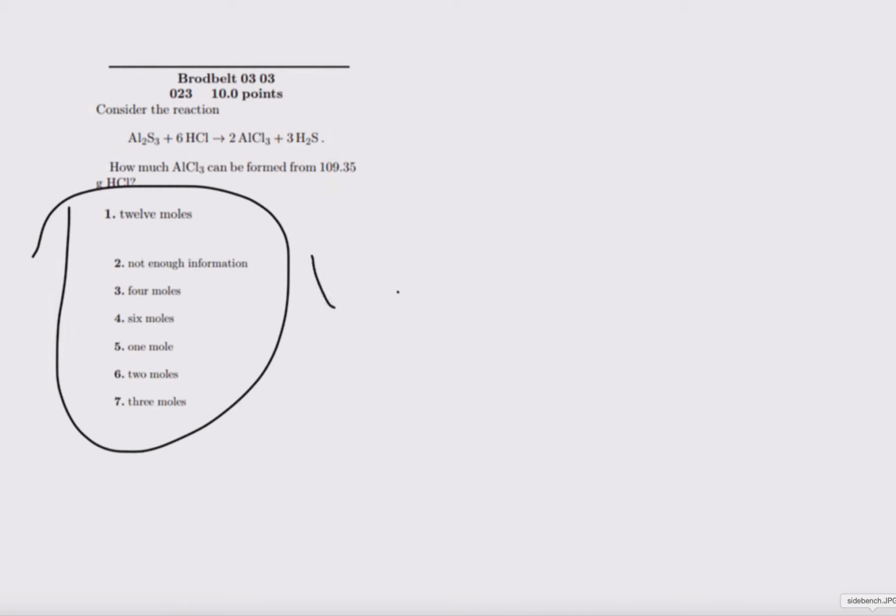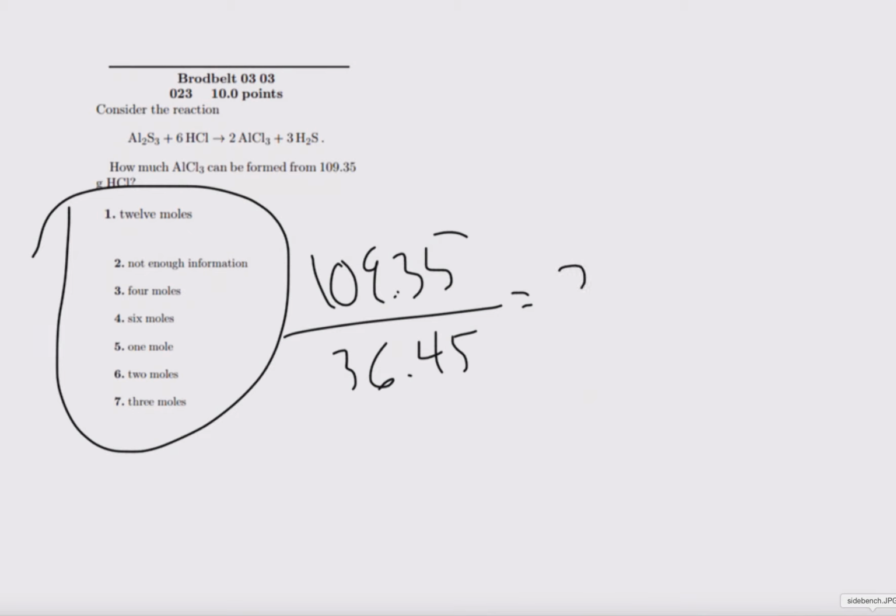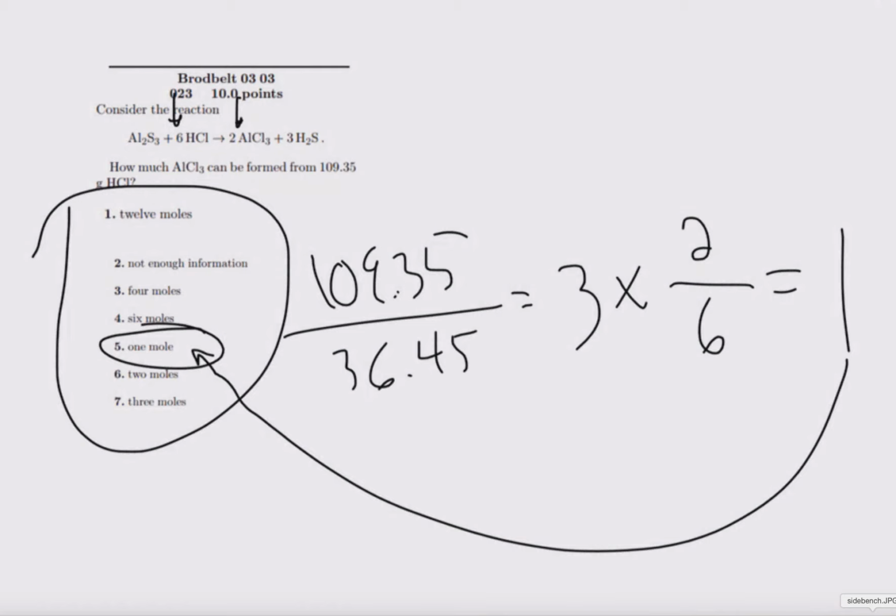So we need to find out how many moles of AlCl3 we would get from 109.35 grams of HCl. The mass of HCl would be 36.45, one hydrogen plus a chlorine. So 109 divided by 36.45 is, we'll call it 3. It's 2.99. And then we're going to multiply that by the ratio, which is 2 for the AlCl3 and 6 for the HCl. Well, 3 times 2 over 6, 3 times 2 is 6, divided by 6 is 1. 1 mole, which is one of the answers over here.